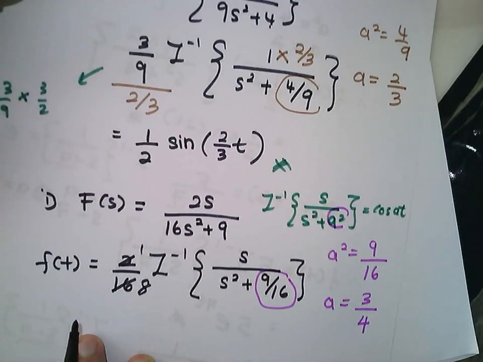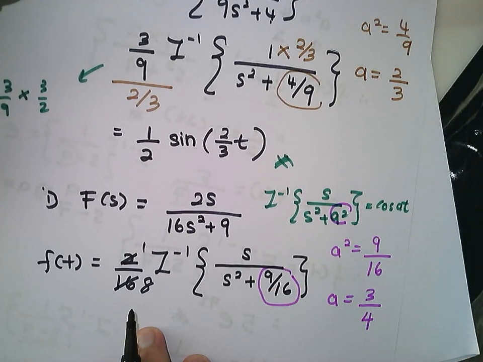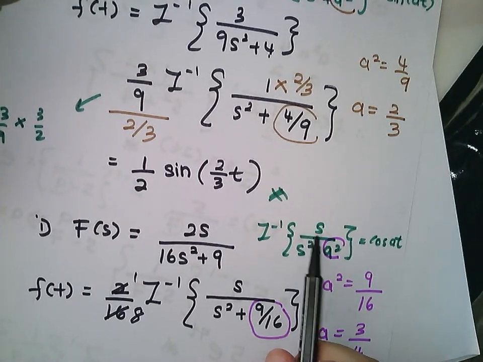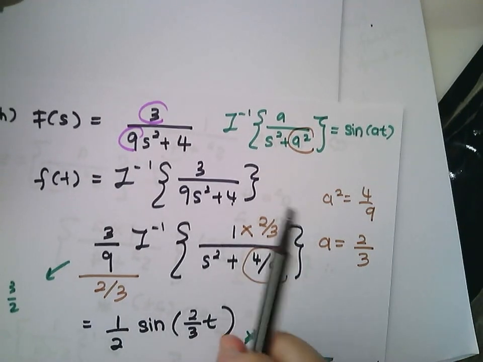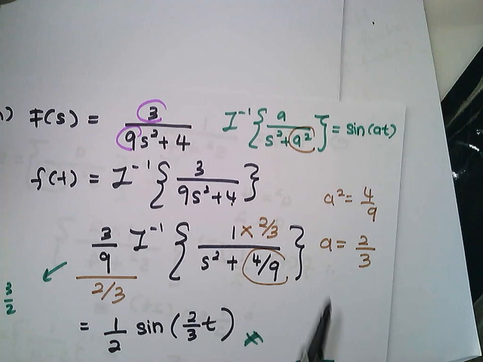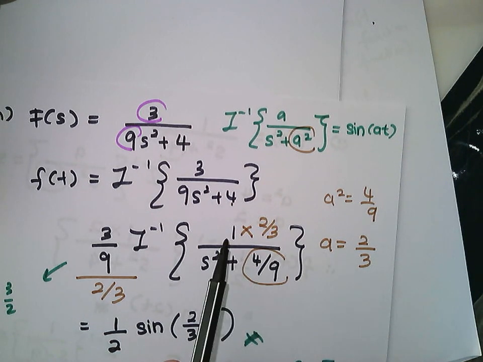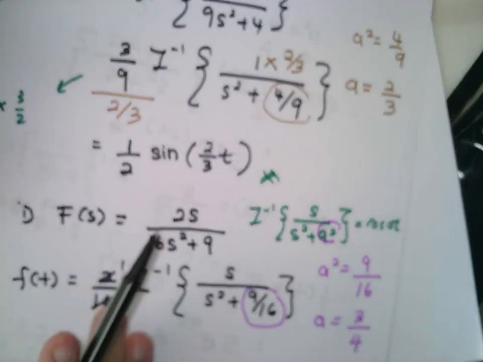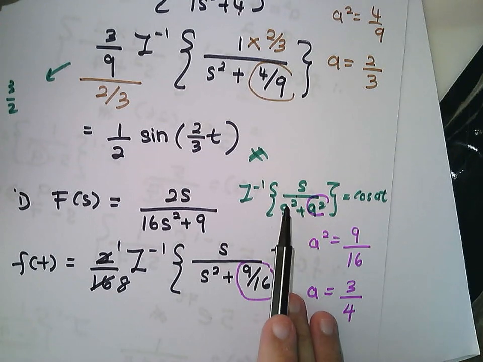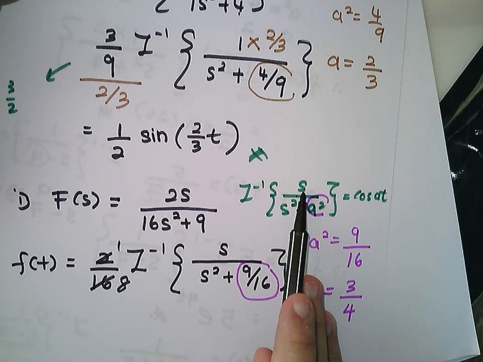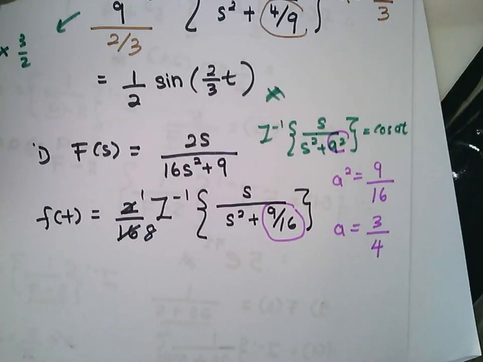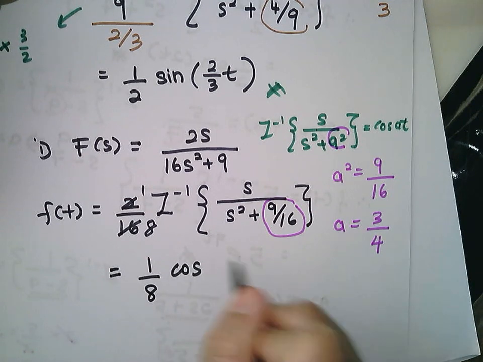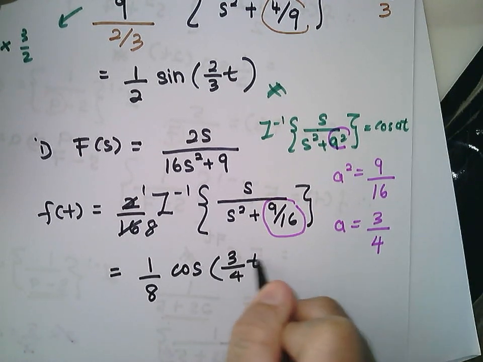Do you need to multiply by 3 over 4 and divide by 3 over 4? No. Why? Because the numerator part is s. For the previous example, the numerator part is a constant. That's why if your a is equal to 2 over 3, then you need to multiply by 2 over 3 and divide by 2 over 3. But for this one, the general form is s. So you will straight get your answer: 1 over 8 cos 3 over 4 t.